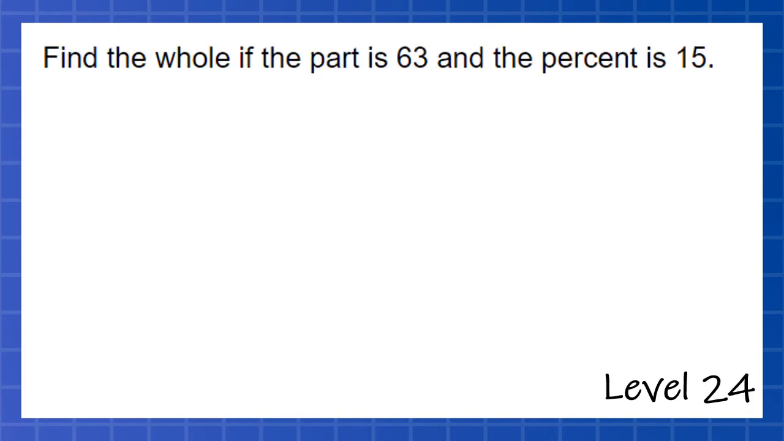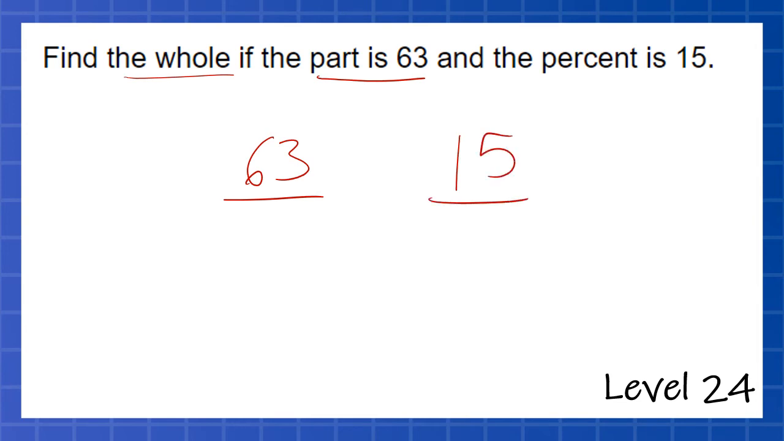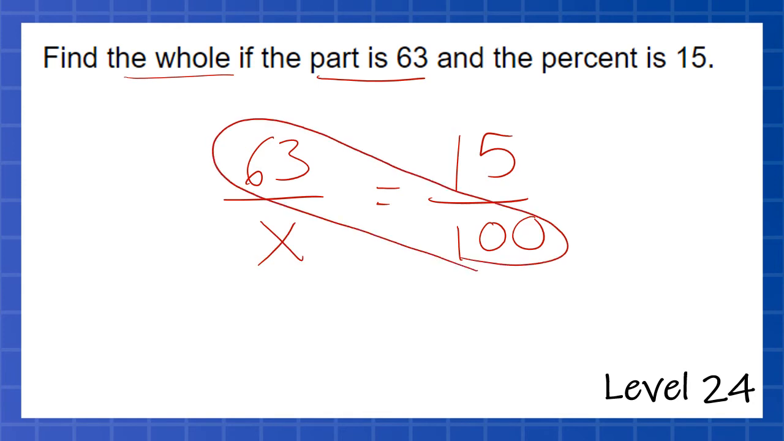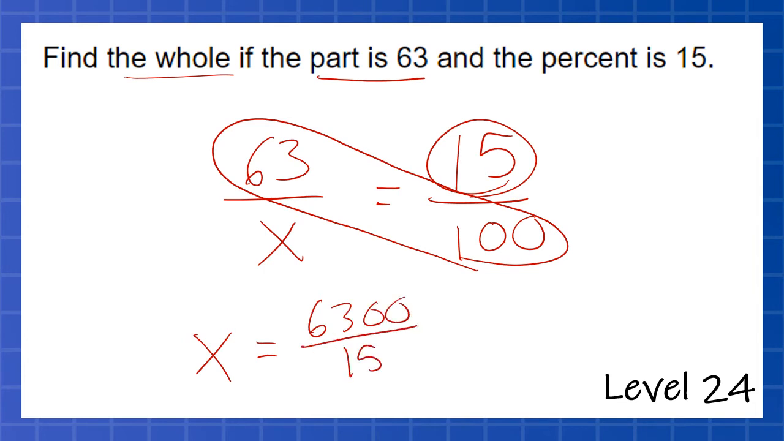Let's try it again. This time we're finding the whole, okay, just like last time. And we know that the part is 63, so I know that's on top, and the percent is 15. And percents are always over 100. So what I don't know is this whole, so I'm going to cross multiply and divide. And so if I do that, what I'm going to get is x equals 6,300 divided by 15. And then if it wanted it as a decimal, I could go ahead and just type that in and get my answer.